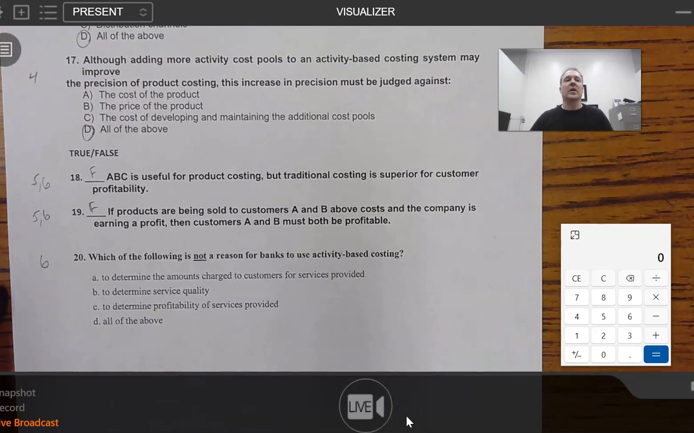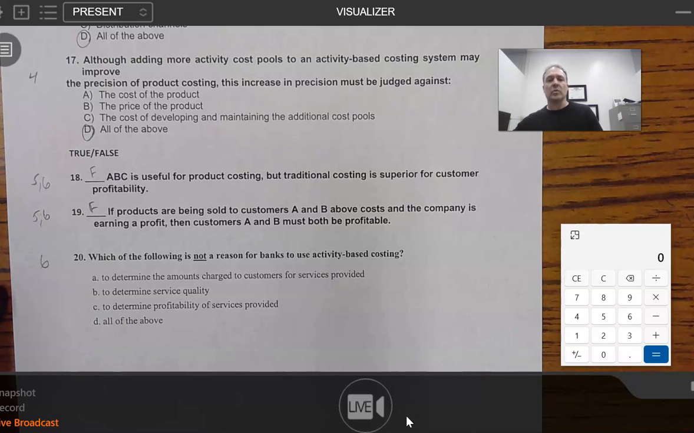Somewhat related question, number 20 says, which of the following is not a reason for banks to use activity-based costing? We've got four answer choices: A, to determine amounts charged to customers for services provided, B, to determine service quality, C, to determine profitability of services provided, and then D, all of the above. Okay, think about that for just a moment. All right. In this particular case, it is not all of the above. So that's not going to be the right answer.